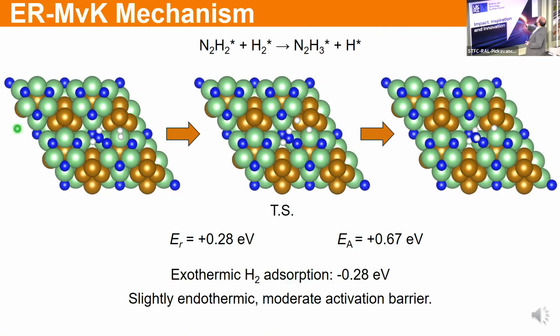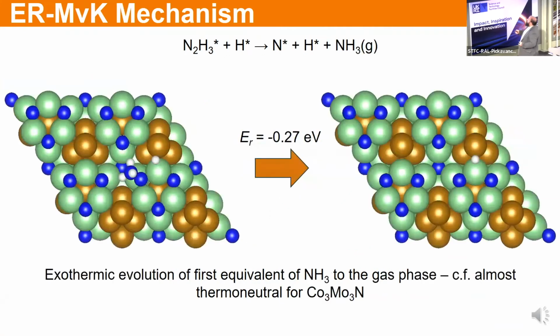We can see we now have, sorry, I can't quite get the pointer to work, where we have 3 hydrogen atoms, and therefore the next step is the evolution of the first equivalent of ammonia. And we can see this is exothermic, not by very much, it's roughly thermoneutral for the cobalt molybdenum nitride system. So still quite similar behavior.